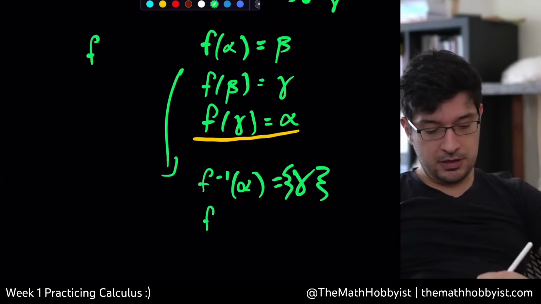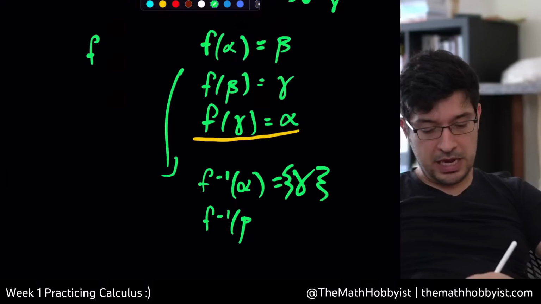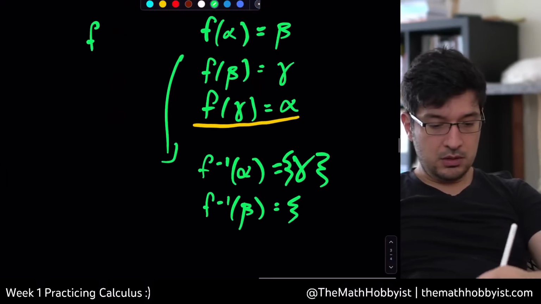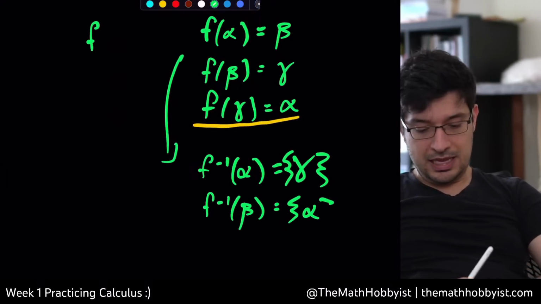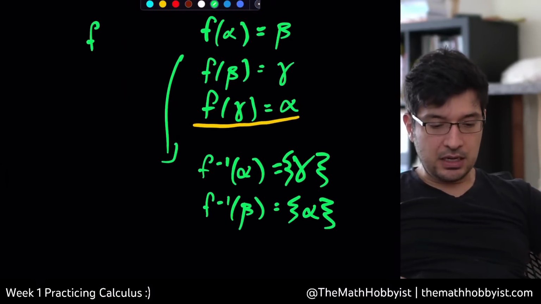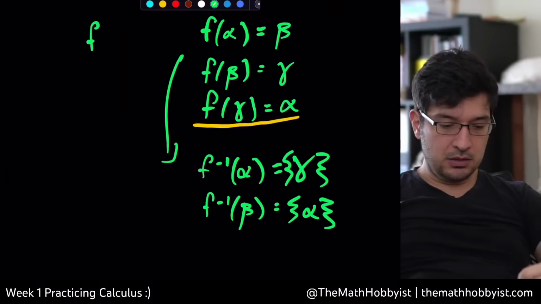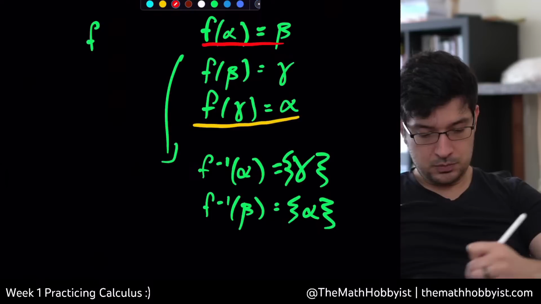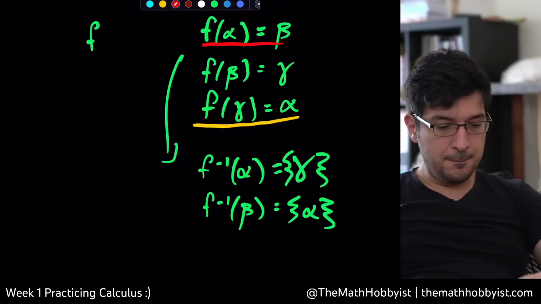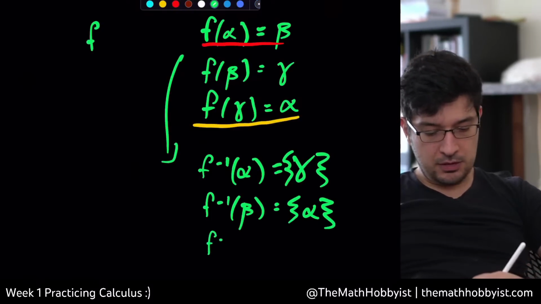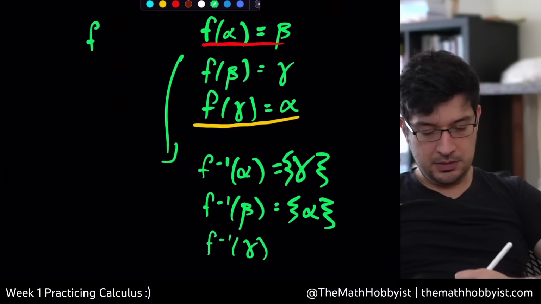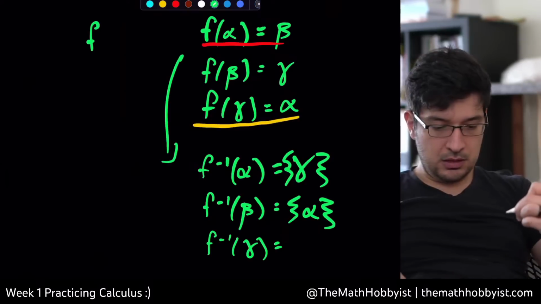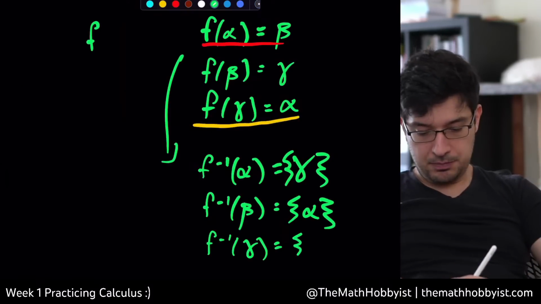Here, F inverse of beta equals the only input that returns beta, which is alpha. That's right here. And finally, the preimage of gamma is beta.